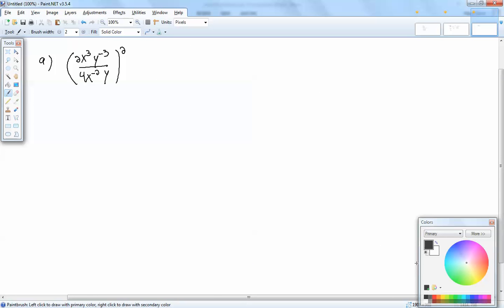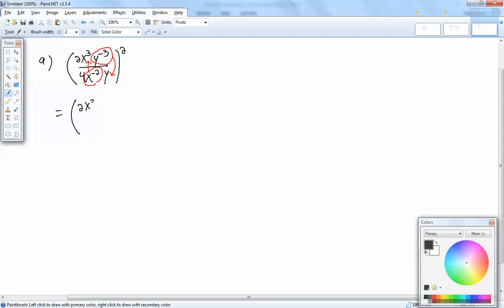Okay, first off, order of operations says do what's inside the parentheses first. Well, inside the parentheses, I notice I got some negative exponents. So let's handle those first. I'm going to take this y to the negative 3, move it down below. And I'll take this x to the negative 2 and move it up on top. Now when you move anything opposite of where it's at in a fraction, the sign of the exponent changes.